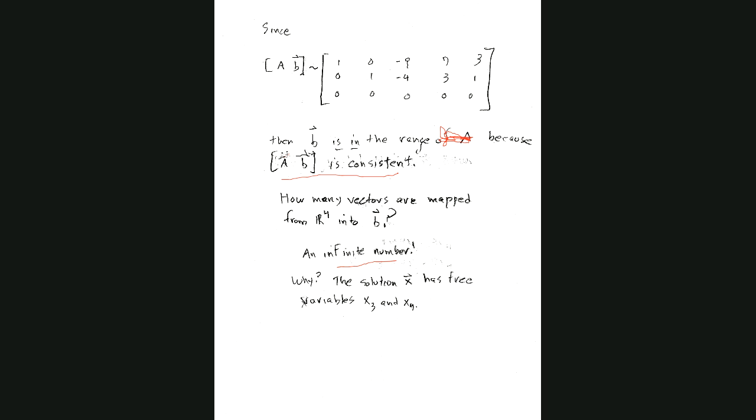Yoel, you're okay with that? Sega says when there's consistency and free variables in the solution, sure, B is in the range. But you don't need free variables. If the solution x didn't have free variables, say it were just one solution, then B would also be in the range. All you need is a solution for x, a consistent system. It doesn't matter if you have free variables.